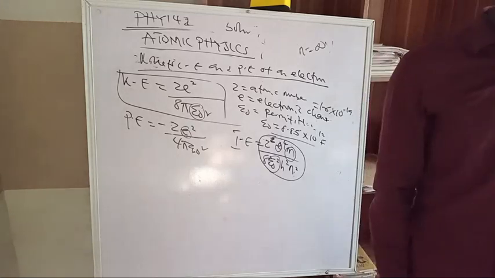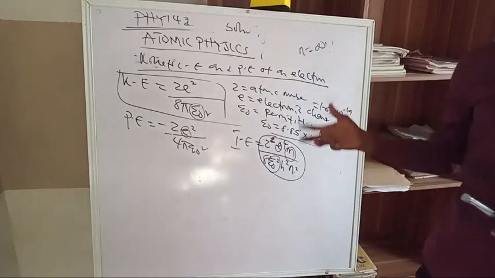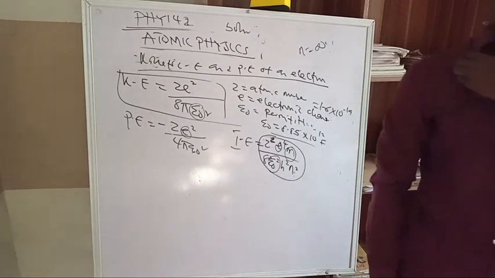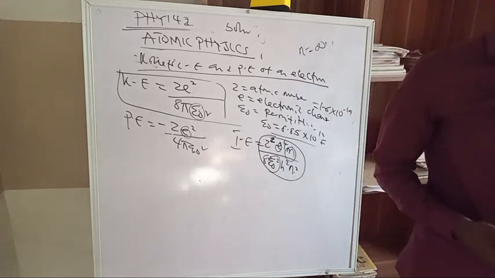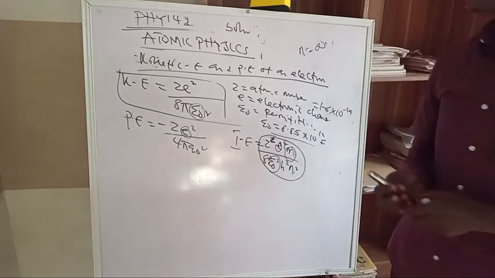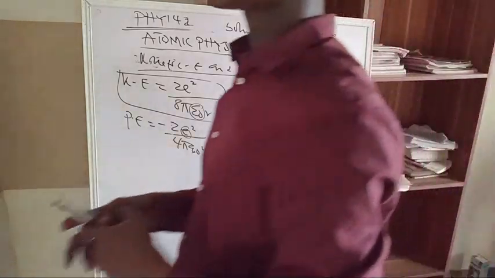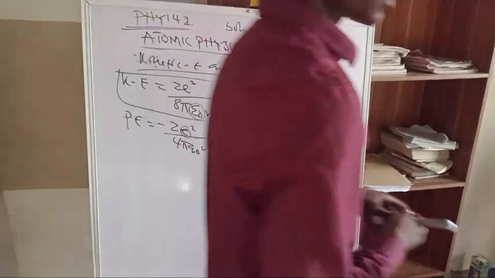So that is that. Now, what are the limitations to Bohr's postulate? The first limitation is that it is not applicable to a multiple electron system, except hydrogen and other one electron systems like helium. So his postulation is only limited to one electron and not a multiple electron system.